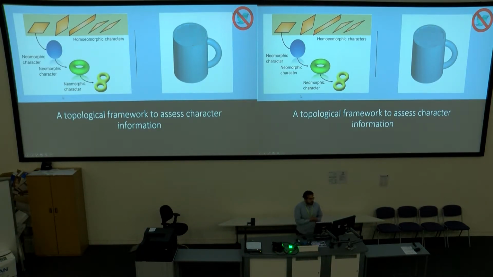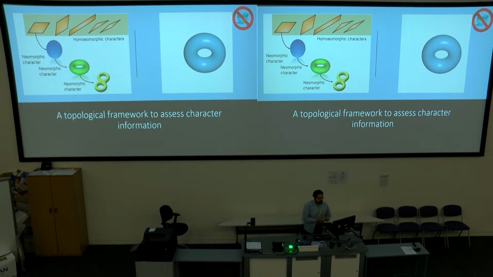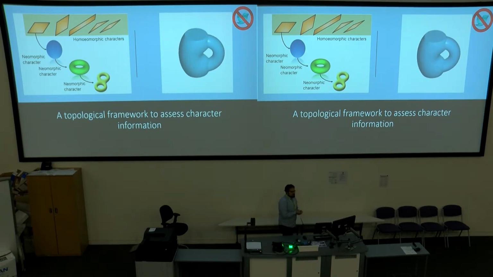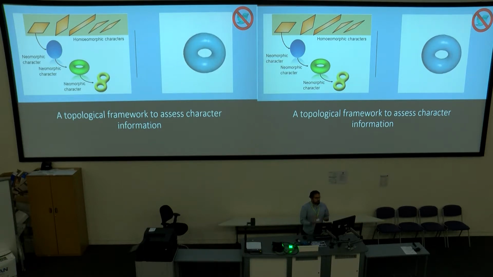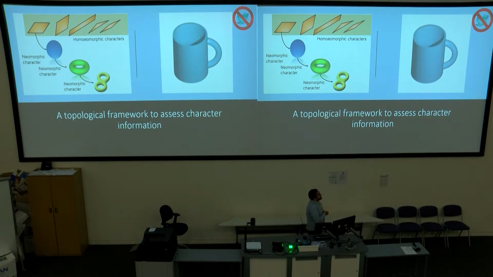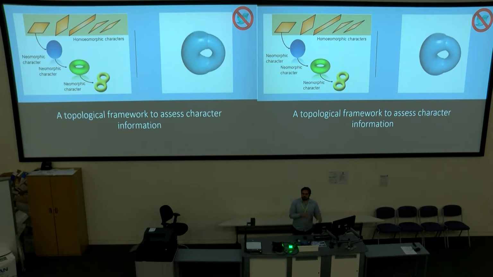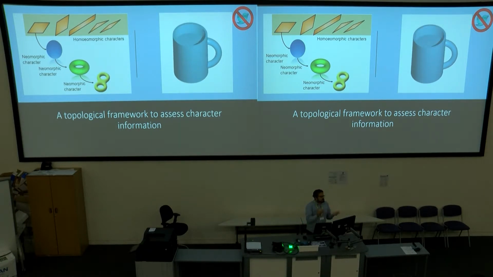So I decided to give it a go on how to assess character information. Basically, we can think that we have two kinds of characters. We have neomorphic characters, which is when this is using a mathematical tool called topology, which is the study of forms. For a topological mathematician, a mug and a torus are the same figure because you can deform one into the other just using mathematical functions. So the donut and the mug are basically the same shape.